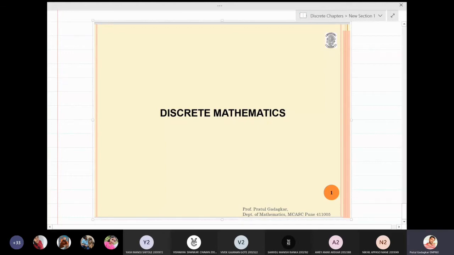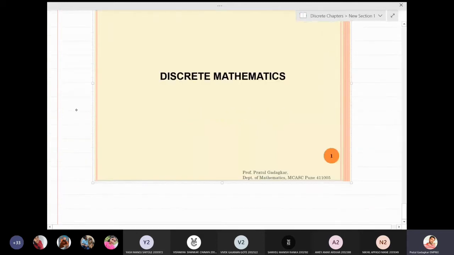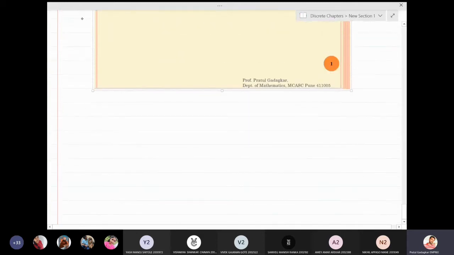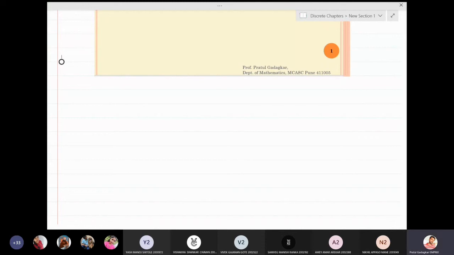Okay, so in this lecture, we are going to study the second method of proofs, which is called proof by contraposition. So let us write down the title here: proof by contraposition.